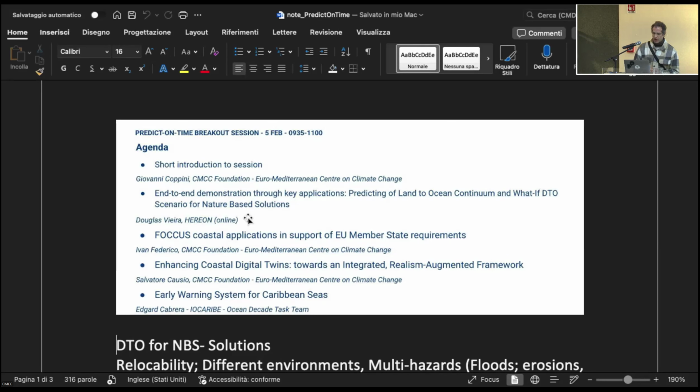We saw an interesting presentation about the digital twin being developed at CMCC, with a more and more reliable representation of processes like the combination of circulation and waves, because along the coast the waves have a very important impact on water levels, coastal erosion and coastal flood. And we can also propagate the hazard coming from the sea towards the land, modeling the flood.